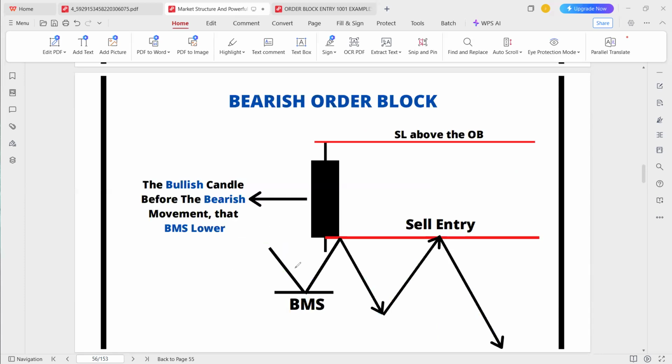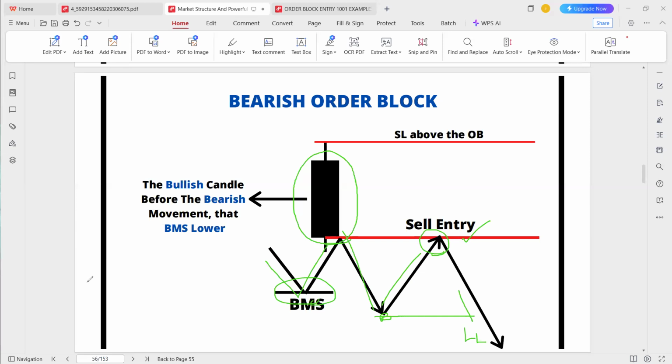Here you see another example. Price came up. We had the last bullish candle before the bearish movement. Then price dropped. We broke a structure and retraced into the OB. That's where we sell from, and we hold our trade in anticipation of price breaking a structure again or continuing to create a lower low.